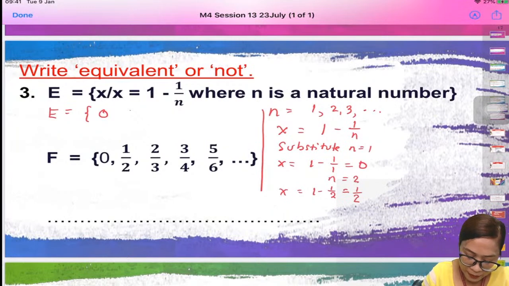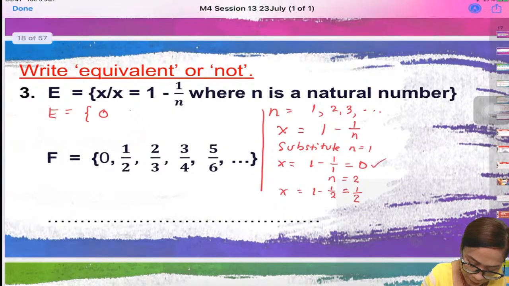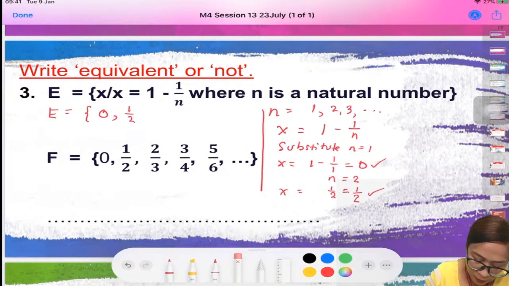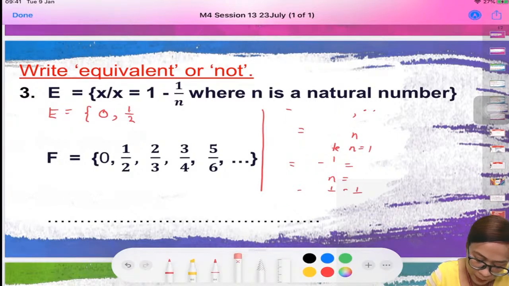So we have 0, and then 1/2. So you can write here 0, 1/2. Next, let me erase. I don't have a space here, so let me erase quickly. Okay, let's have it clear on the right side.